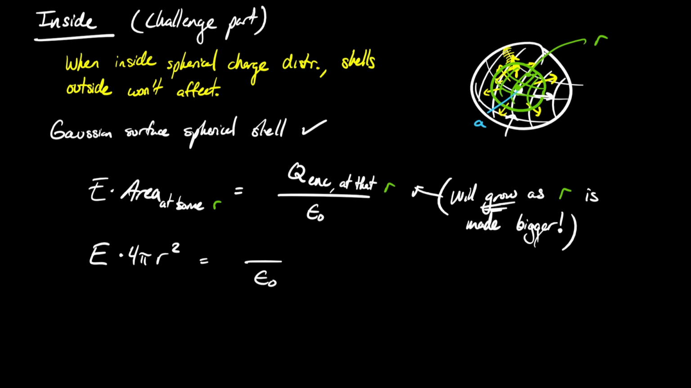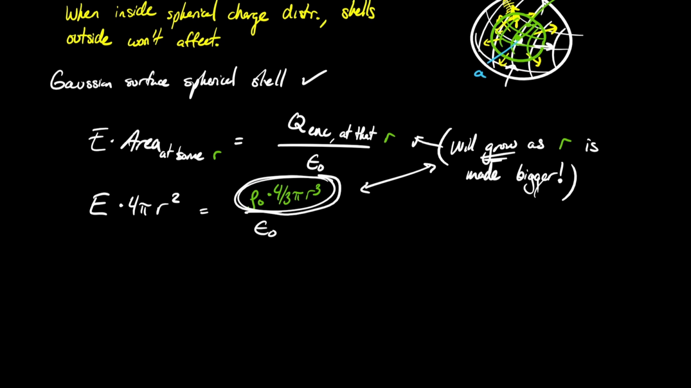So what's the Q enclosed as a function of r? Well, just as usual, it's the density of the ball times the volume of the ball. Okay, and the volume of the ball is 4/3 pi r cubed. So again, here we see a reflection of this fact. The enclosed charge, this thing that's circled here, increases as we make our Gaussian surface bigger and bigger, which is something we haven't seen before.